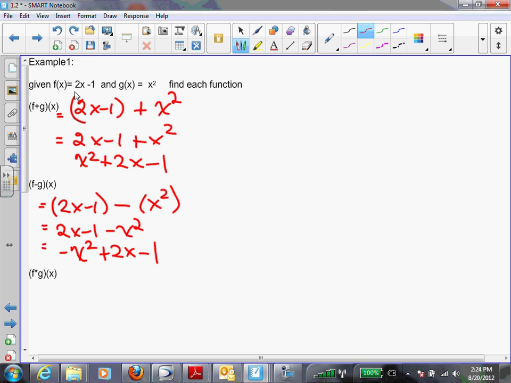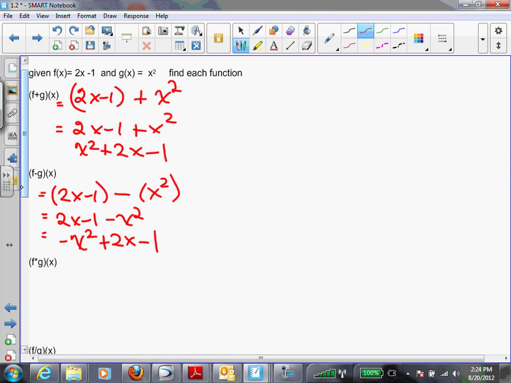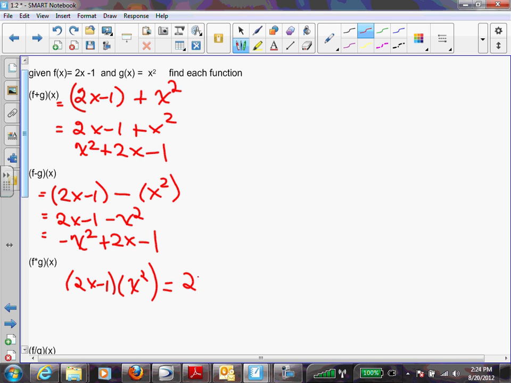Are we good? And this last one, or this next one, what am I doing? Okay, so I'm going to take 2x minus 1 times x squared. We do want to work this out, so what am I going to do? Distribute. So 2x times x squared is, and -1 times x squared is. Yep, and I'm done.